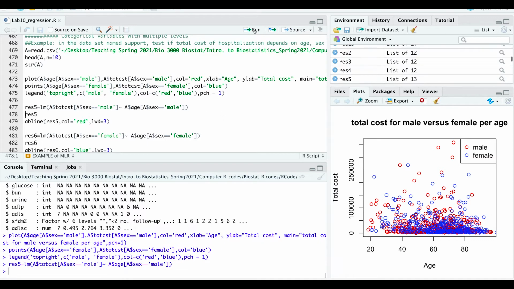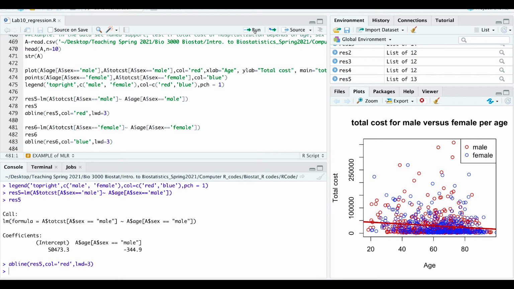I'm not printing any summary. So this is the line. You see that the line is almost horizontal. It looks like there is no real trend, but what you can say here is that whenever age increases, the total cost of the hospital stay decreases a little bit. And that is for male because that's the red line.